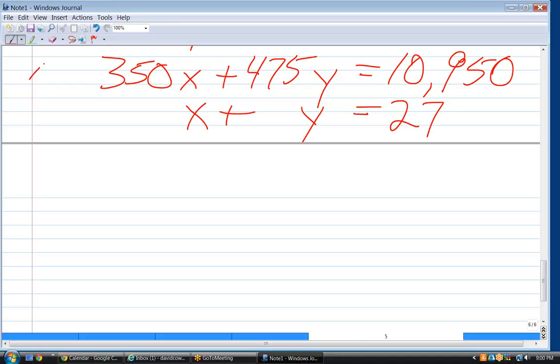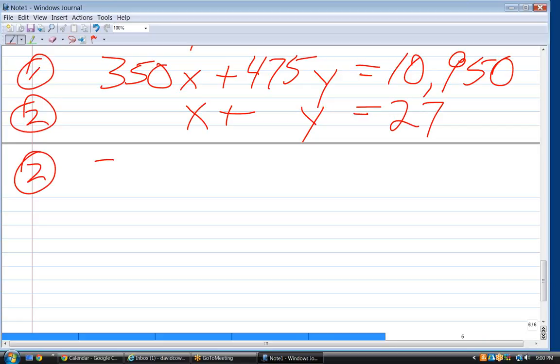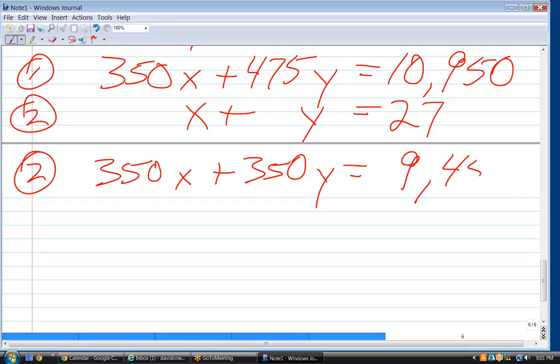Okay. So this is equation 1. This is equation 2. Let's multiply equation 2 by 350 to give us 350x plus 350y. What is 350 times 27? You have a calculator? I can get one out. Give me just 1 second. Okay, 350 times 27, 9,450. So this is my new equation 2.